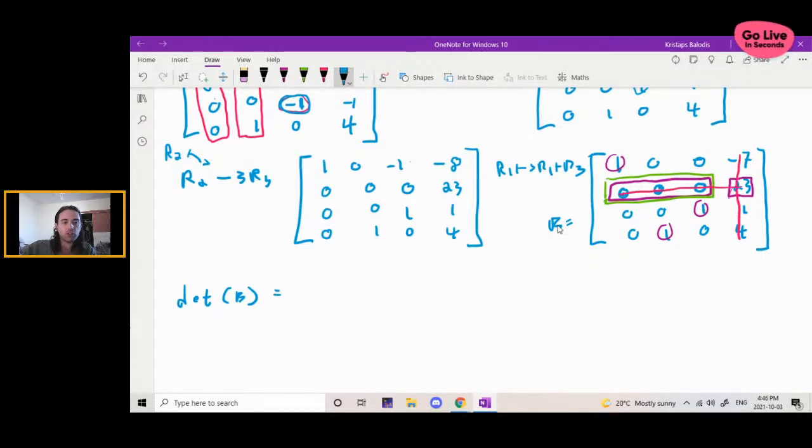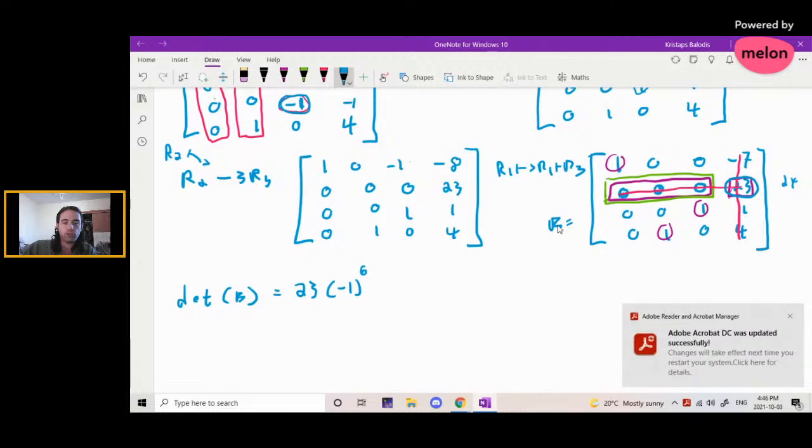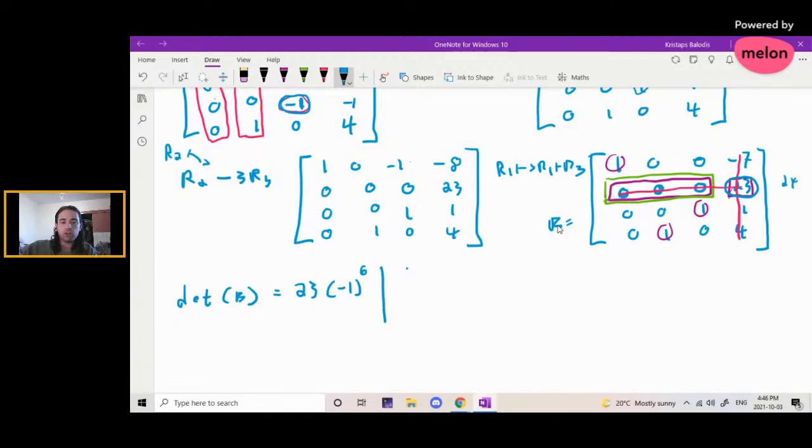So the cofactor expansion just becomes 23 multiplied by minus 1 to the power of, so what entry is 23? It's the 2, 4 entry. 2 plus 4 is 6. And then our determinant here is 1, 0, 0, 0, 0, 1, 0, 1, 0.